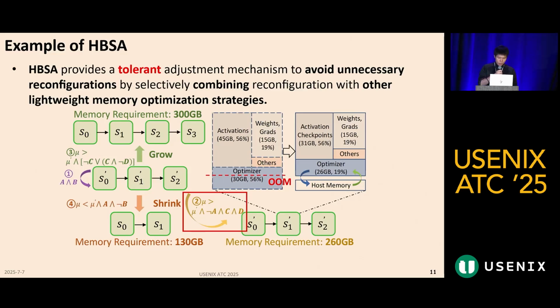In this slide, we provide an example of how HBSA's triggering conditions work. The figure illustrates 4 types of solutions. For example, in memory optimization strategy 2, increasing the maximum sequence length pushes GPU memory usage to 260 GB, triggering an out-of-memory error. Here, reconfiguration overhead exceeds that of memory optimization. Specifically, in stage S1 prime, the recomputation reduces activation memory by 14 GB, coupled with memory swapping that decreases optimizer memory by 4 GB.